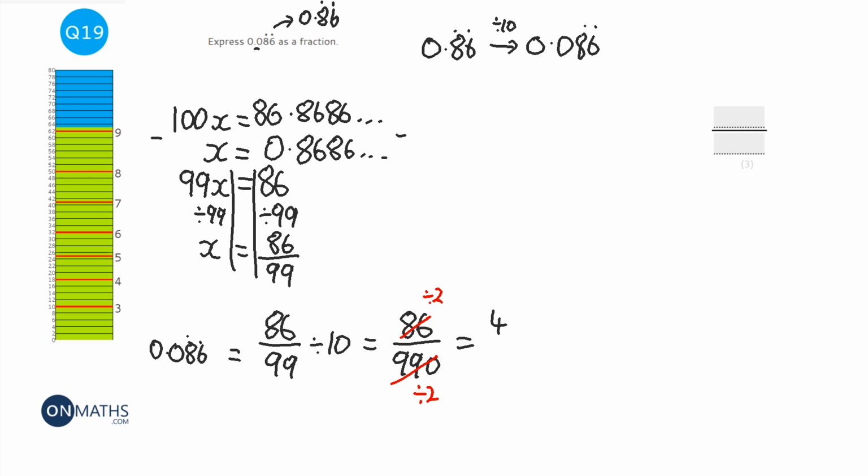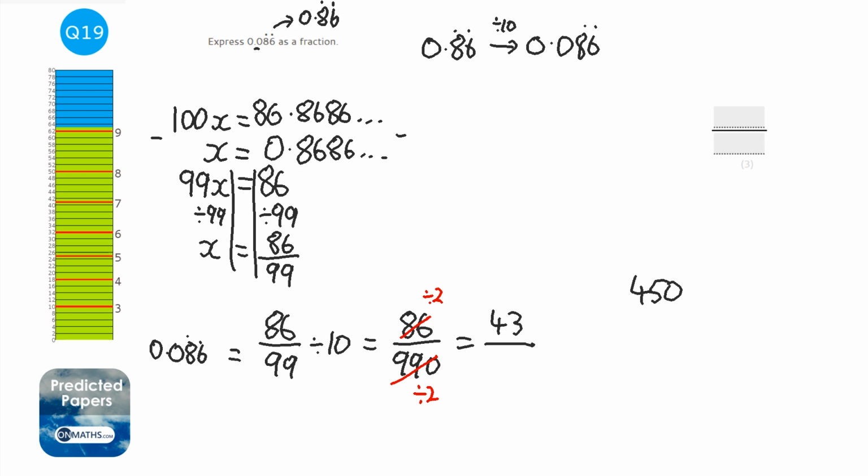So that will be 43 over, and half of 900 is 450, half of 90 is 45, so it would be 450 plus 45. And you don't need to show this working out, but I'm doing it just to show you. So it'd be 495.